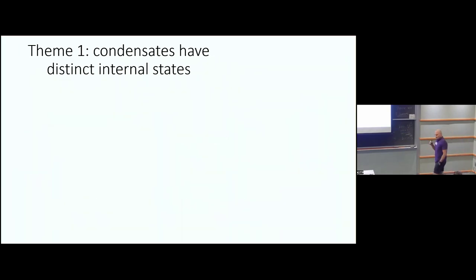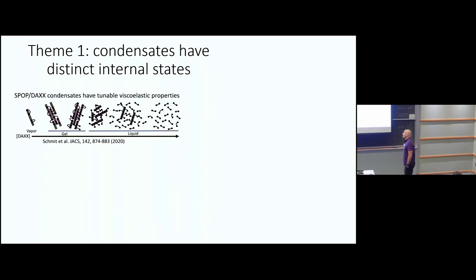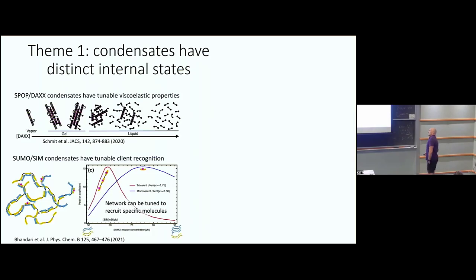Okay, so the first theme, and if you take one thing from my talk, this should be the one, is that condensates have distinct internal states. Okay, we have seen this over and over again in these systems that we have investigated top down. The first example is Tanya's SPOP/DAXX condensates. It had this very interesting phase diagram that consisted of both gel states and liquid states, and we showed that you could change between them stoichiometrically.